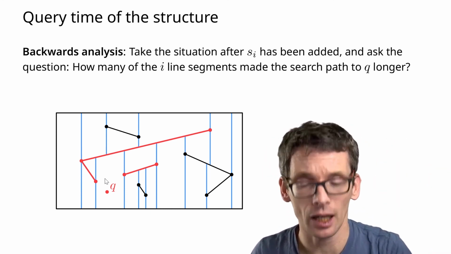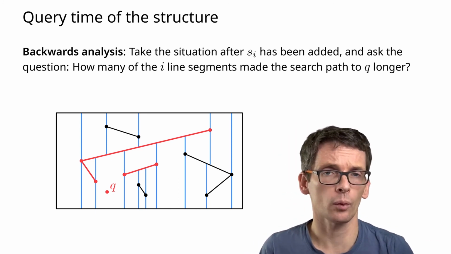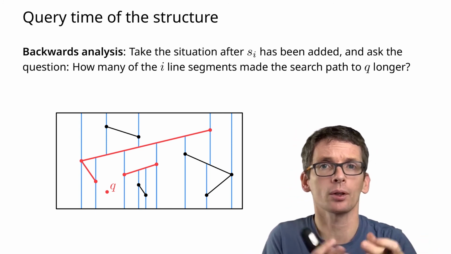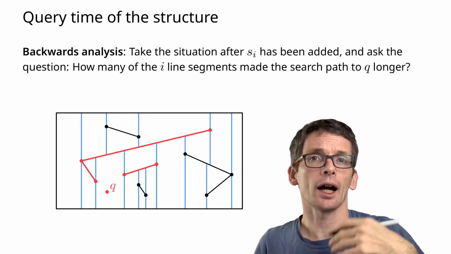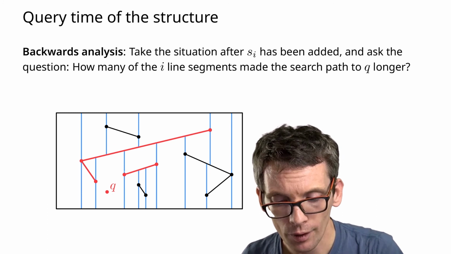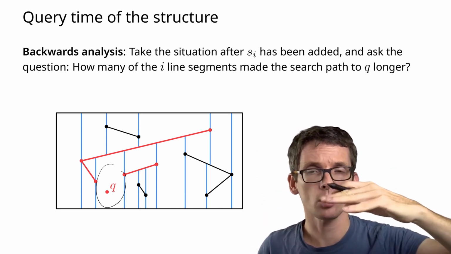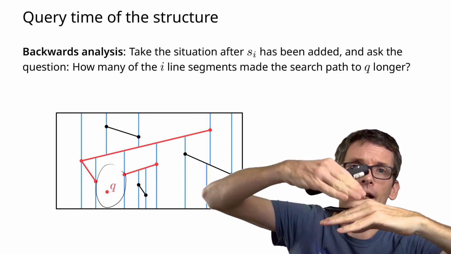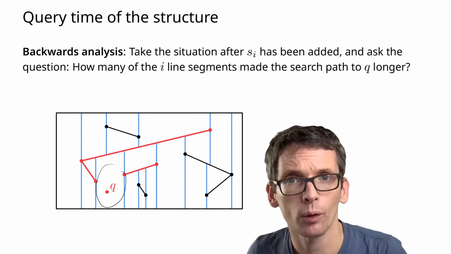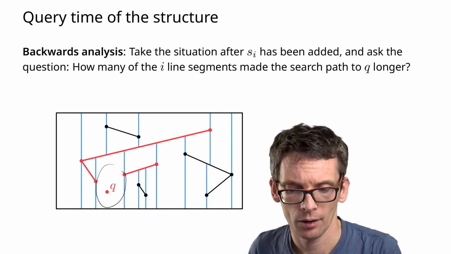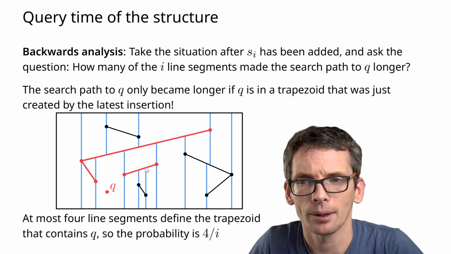So I have n segments. These are 3. So the probability that one of these was the last is 3 divided by i, or because in general it could be 4 segments defining this trapezoid, I can bound the probability that the trapezoid in which Q lies in terms of the search structure after i steps is different after i minus 1 steps. I can bound that by 4 divided by i. So these 1, 2, 3, possibly a fourth one, divided by i.